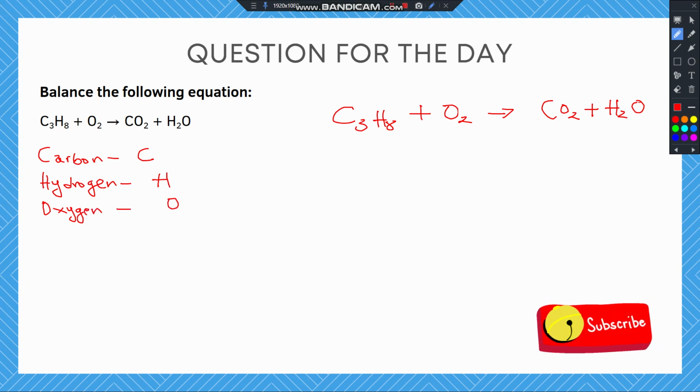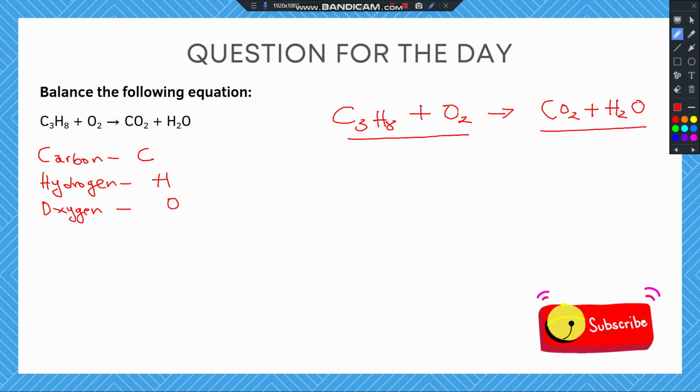So the next thing to do is to count the number of atoms of each element that we have on the left hand side, which is the reactant side, and on the right hand side, which is the product side, and then add appropriate coefficients to balance it. What do I mean? Let's get into details.